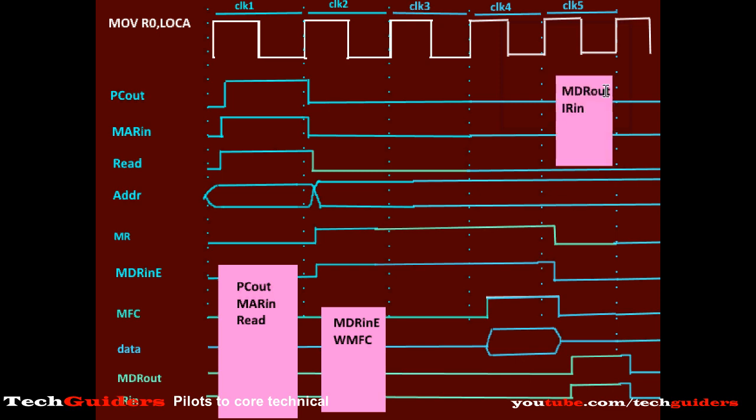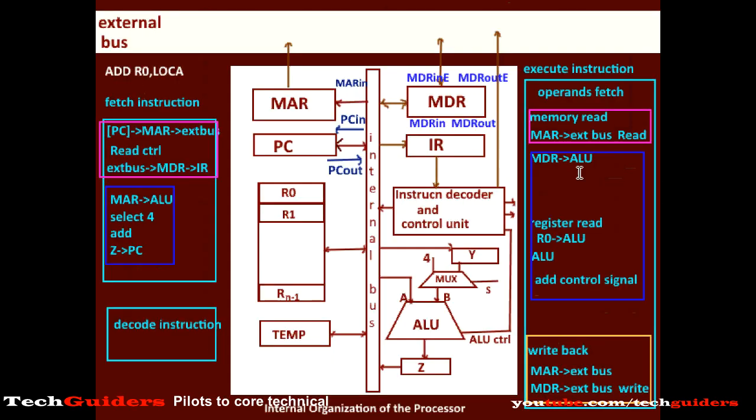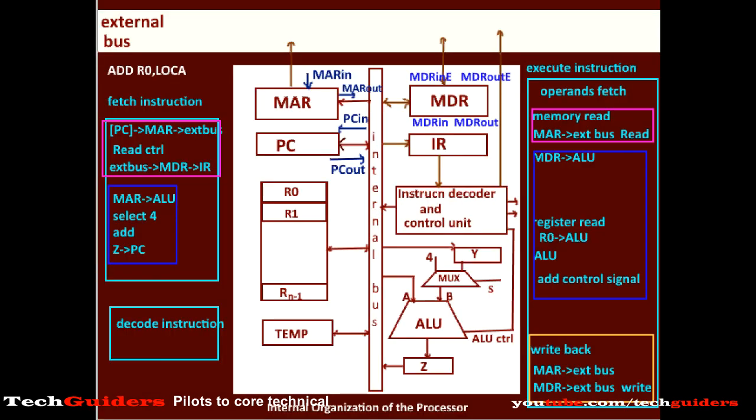So in the next step, we transfer the content of the memory data register, which is the instruction, to the instruction register using two signals MDR out and IR in. So we have fetched the instruction to the instruction register within the processor. That instruction will be decoded by the instruction decoder and control unit to produce the control signals for the further operations. So now our instruction is fetched and decoded. Now it's ready to be executed.